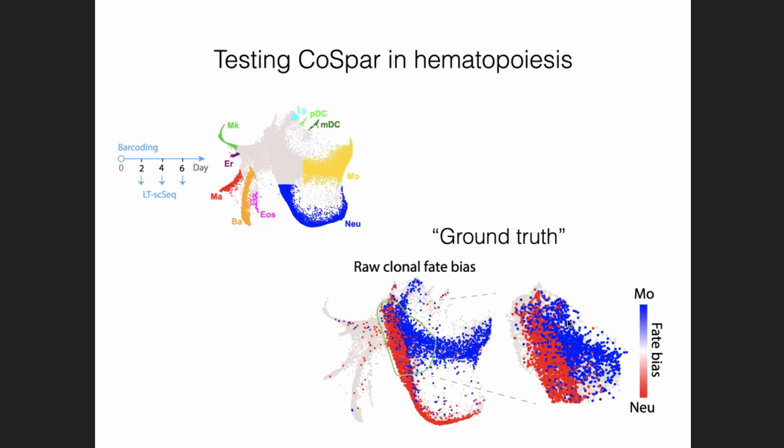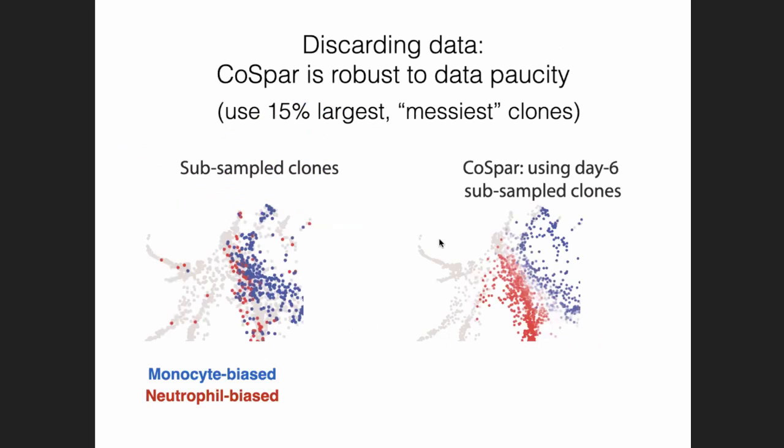And just to go back, this was a pretty big experiment, 130,000 cells, 50,000 of them clonally barcoded. Wouldn't it be great if we could do this with a fraction of the data? So here's what we can do. If we take the 15% largest, messiest clones, not ones that are lineage restricted, but ones that are all over the place, and we throw away 85% of the clonal data, this is what we get if we just naively take every cell and ask what it gives rise to. It's pretty messy. But now when we apply COSPAR, we can see that we can still recover this nice, smooth partitioning. So it seems to be able to preserve some of the information, even once we lose that information.